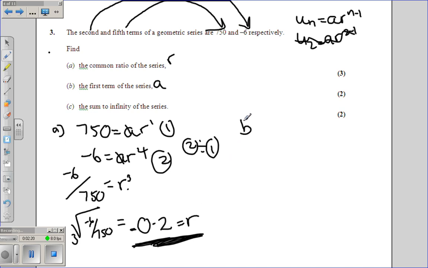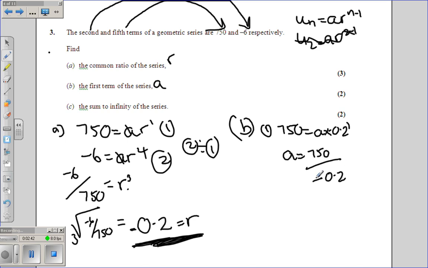Now for part B, to find A, just use substitution, just substitute it back in. I'm going to substitute it back into the first one, which was 750 equals A R to the 1, negative 0.2 to the 1. So to get A, it'll be 750 divided by negative 0.2 to the 1, which is just negative 0.2. And we end up with A, it's just the same as multiplying by negative 5. We end up having negative 3750. So that's going to be A.